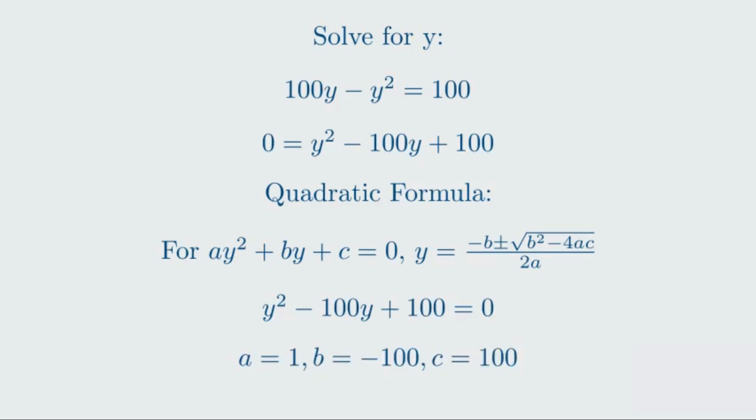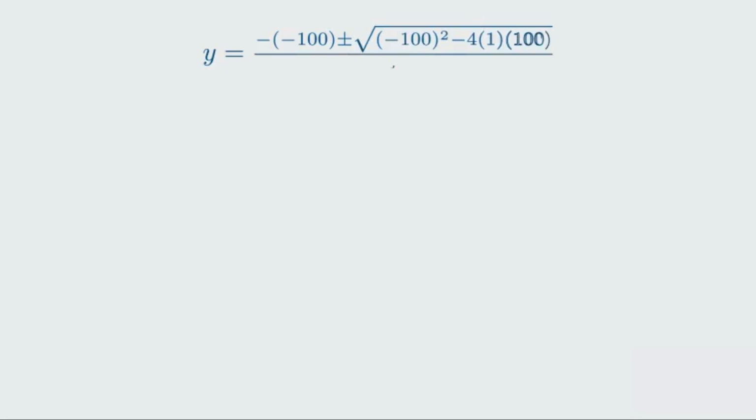Let's finish the calculation for y using the quadratic formula. We have the formula and our values for a, b, and c. So we substitute these into the formula. y equals negative negative 100, plus or minus the square root of negative 100 squared, minus 4 times 1 times 100, all divided by 2 times 1. Now we just need to simplify this expression. We can take it step by step. Negative negative 100 is positive 100.